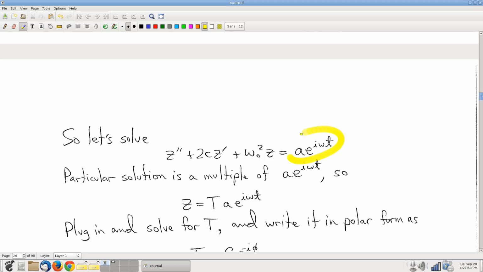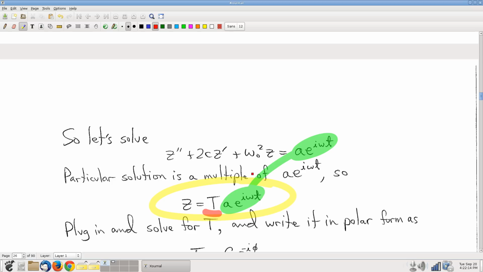So, looking at the right-hand side, we expect the particular solution just to be a multiple of that right-hand side. And here it is. I'm just going to take that right-hand side and multiply it by some unknown fudge factor yet to be determined.